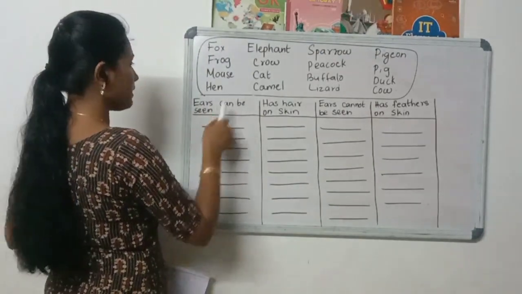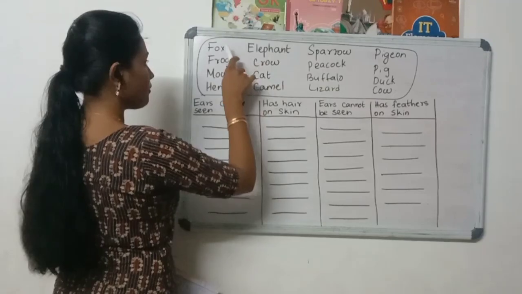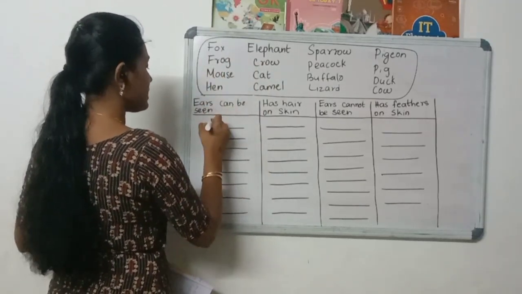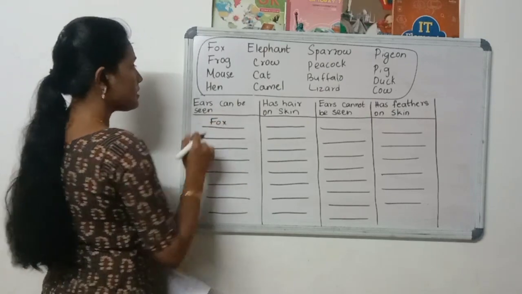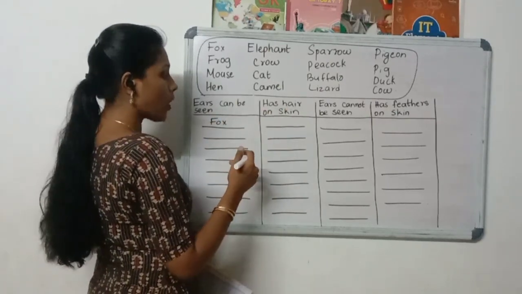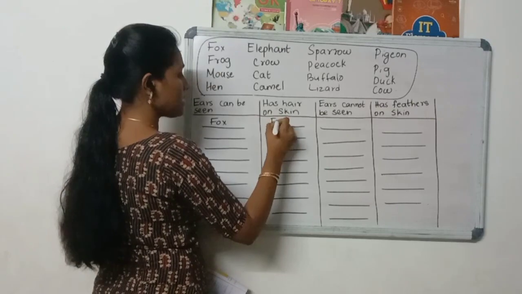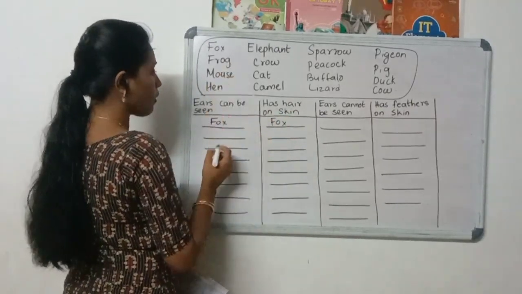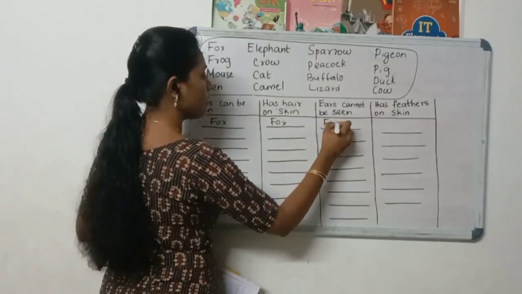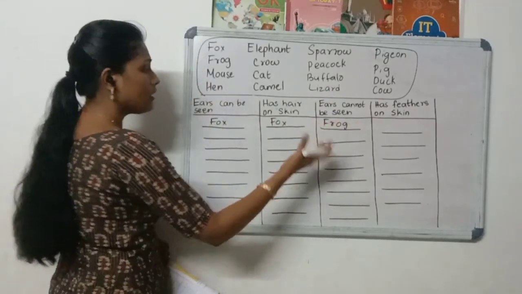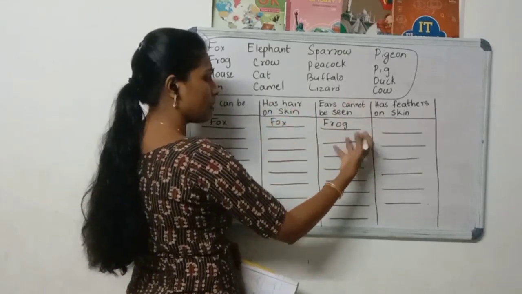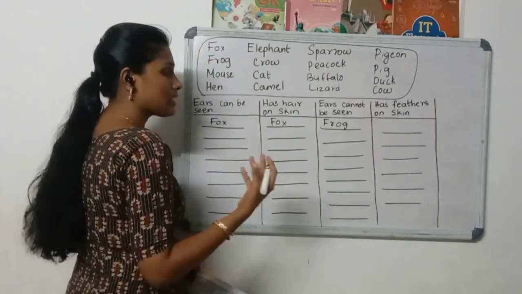Ears can be seen among these animals. We can take first the fox. Yes, we can see its ears and it has hair on its skin. Yes, a fox has hair on its skin, not feathers. Next, frog. We cannot see the ears of a frog. The frog doesn't have hair on its skin. The frog doesn't have feathers on its skin.